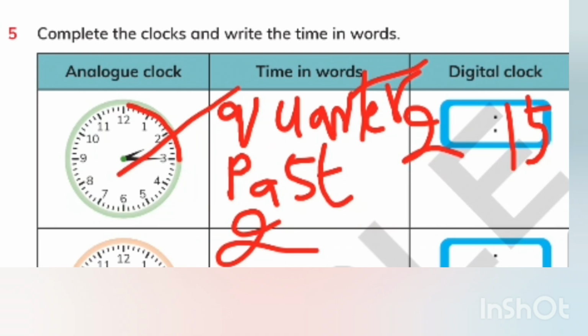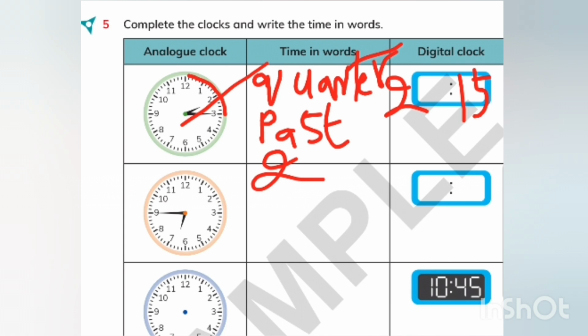Okay. Now we are going towards another. The needle is in between 6 and 7. So we will not count 7, we will count the smaller number, 6, and the big needle is on 9, and 9 × 5 is equal to 45. Okay, so this is 6:45.